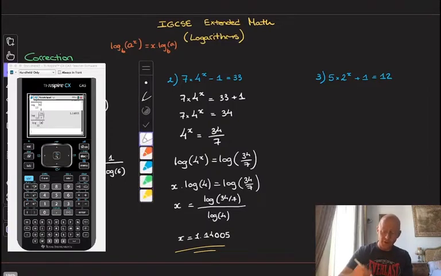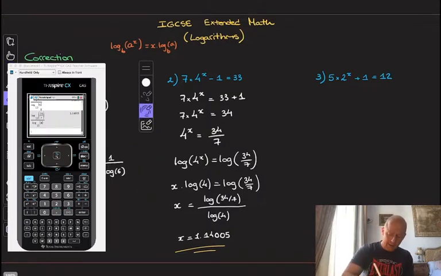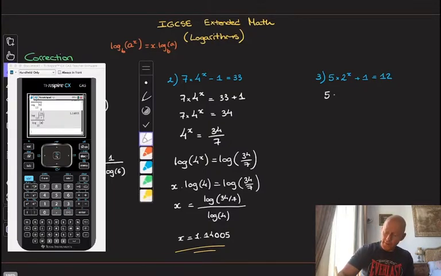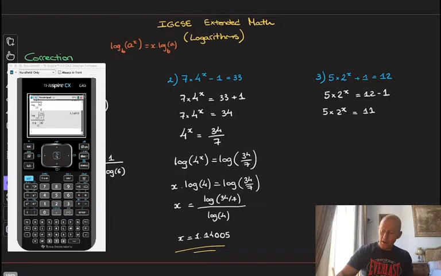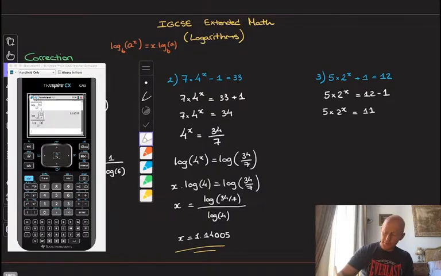So I do that by subtracting 1 from each side. And in doing so, that turns into 5 times 2 to the power of x, which equals 12 minus 1. That becomes 5 times 2 to the power of x, which equals 11. Now, I have a 5 which is multiplying this 2 to the power of x, so I need to get rid of it. Since it's multiplying, the inverse operation is division, so I divide both sides by 5. That leads us to 2 to the power of x equals 11 over 5.